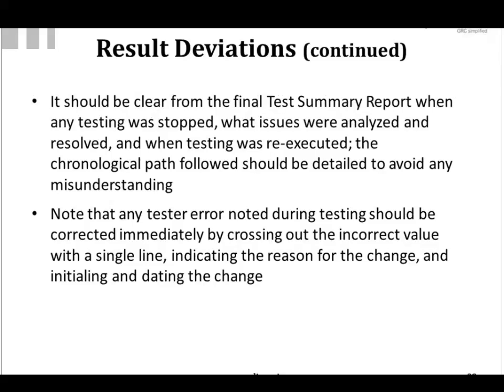And it also should be clear from your test summary report when any testing was stopped, what issues you analyzed and resolved, and you could reference the deviation or discrepancy log for that, and then when the testing was redone. The chronological path followed should be detailed, making sure there's no misunderstanding as to any shortcuts you might have taken. You won't want to take those, and you don't want the documentation to appear as though you did.